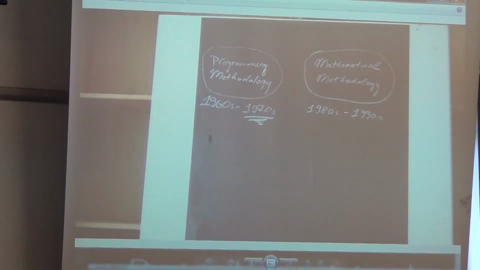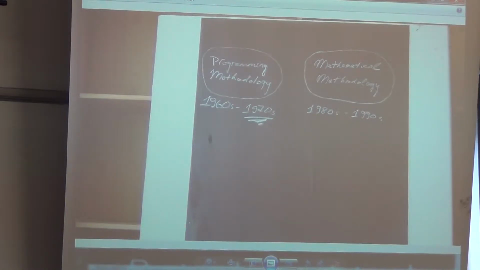He was working on what he and others called programming methodology. There was a working group, 2.3, called programming methodology that started around 1969, 1970. But in the 80s and 90s, he described his work as work on mathematical methodology. He was trying to find a methodology to conduct mathematics.